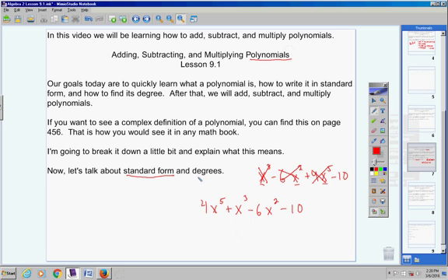Now, what about the degree? Well, the highest exponent is always your degree. So we would call this a 5th degree polynomial. 5th degree polynomial. Got it? And by the way, how many terms does it have? 1, 2, 3, 4. So we would call this a 4-term, 5th degree polynomial. Alright? 4-term, 5th degree polynomial. Not too bad, guys. Let's try another one, okay?